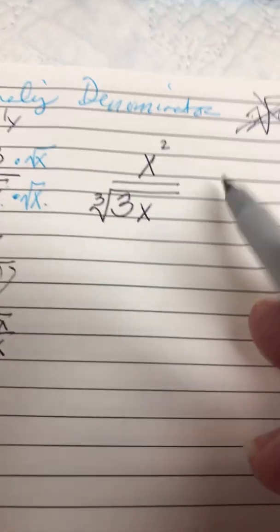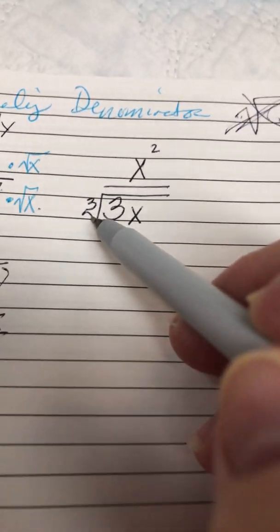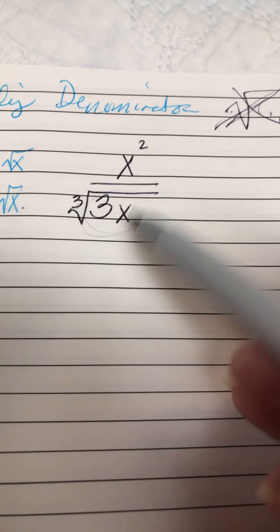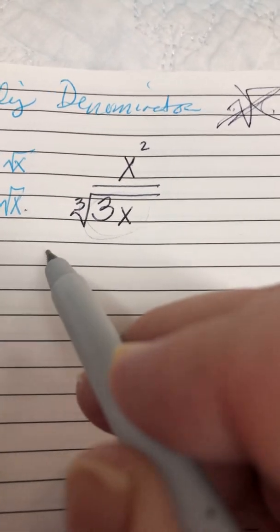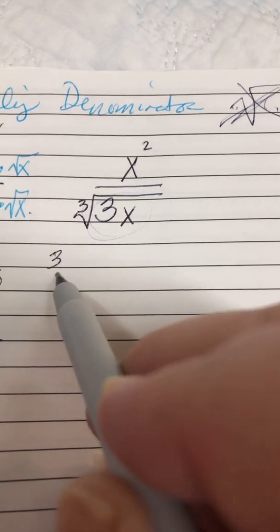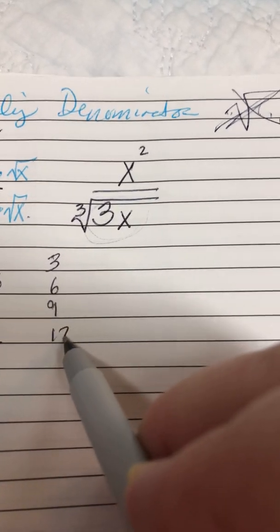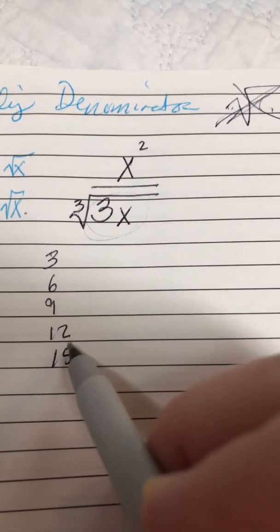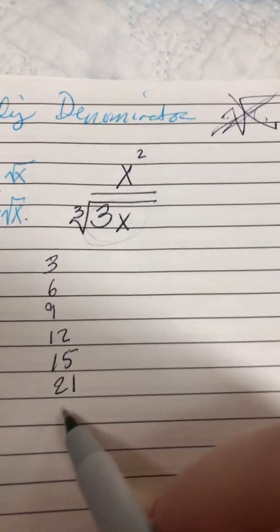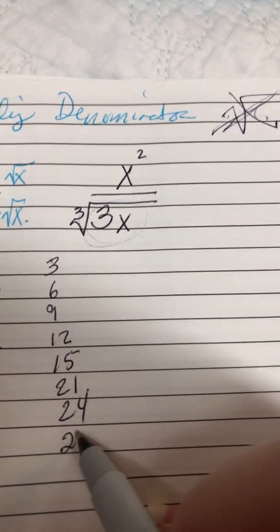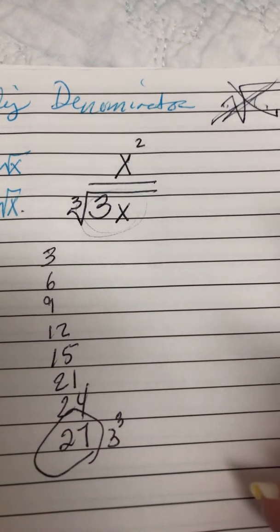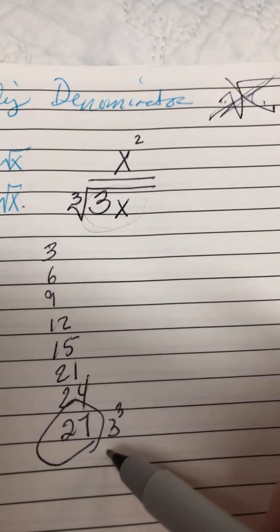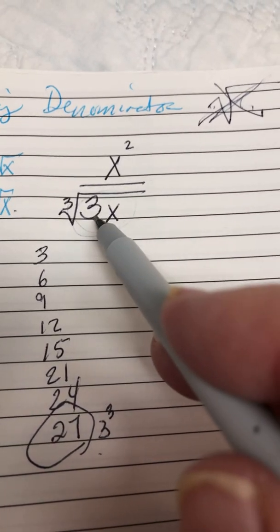Then we come over to this one. This is actually a cube root, and so we need this to become something that we know the answer to. There's multiples of 3. Let's see, 3, 6, 9, 12, 15, 21, 24, 27. Here's one right here. 3 cubed is 27. So I want to make this become 27.